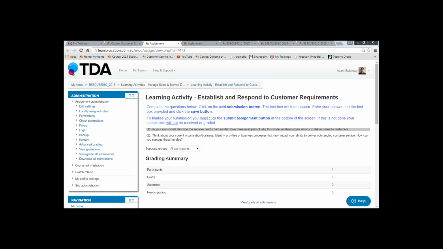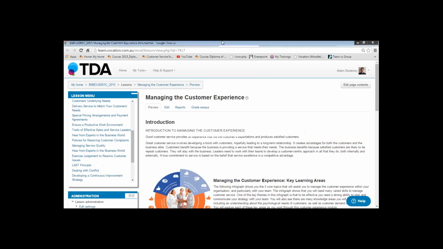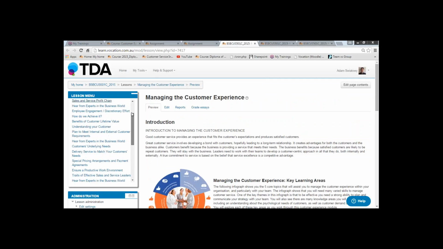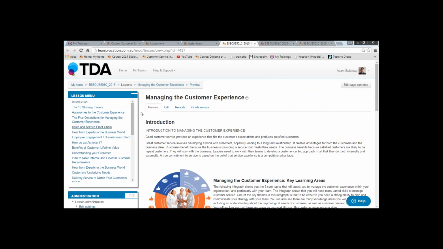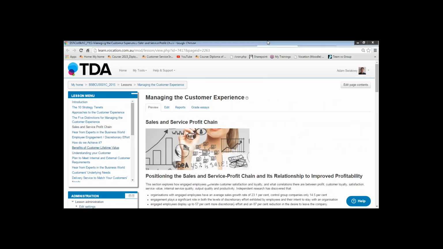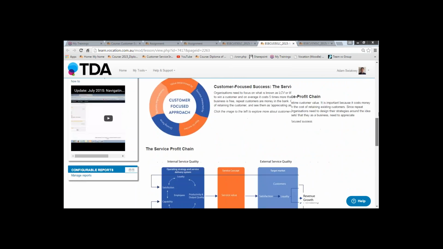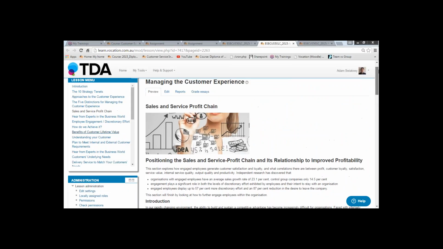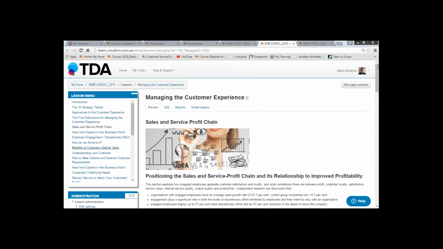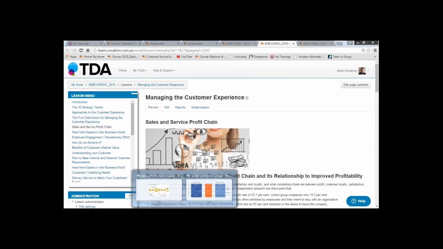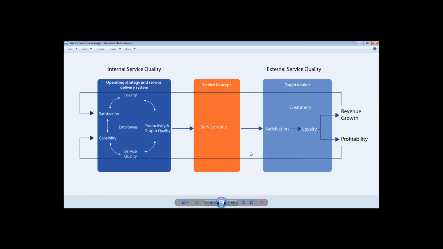So there are some reading materials that students might want to jump in and have a look at. If you go to your learning materials, you'll see there's a page, sales and service profit chain. I think it's the second or third page. There's a whole heap of information here, Alyssa, for students to read. More than happy to go through some of these items. In fact, there's an image as well that is connected that tries to explain this model.